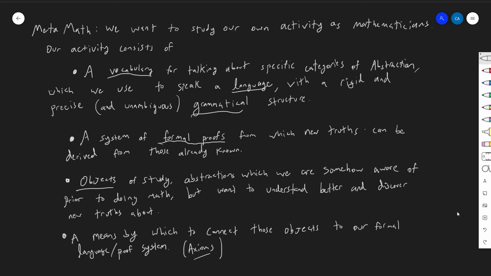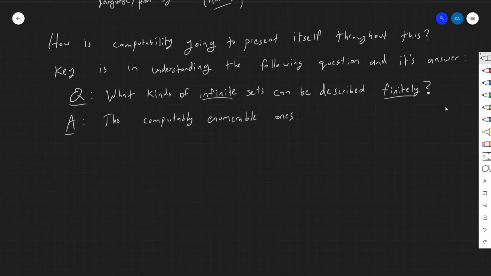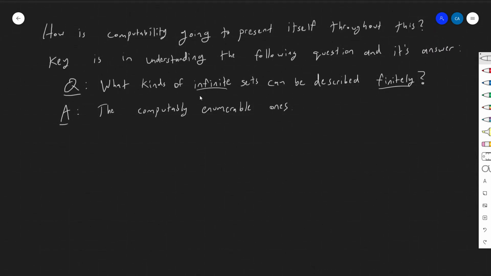We've been talking about computability, the idea of trying to solve a problem on paper. But what we've ended up with are these finitely describable machines that in some sense correspond to infinite sets. And so we're going to be repeatedly faced with this question of what kinds of infinite sets can be described finitely? What does it mean for a set to be finitely describable? And the answer, we're going to see that this is the answer repeatedly, is that a set is finitely describable if and only if it's computably enumerable.